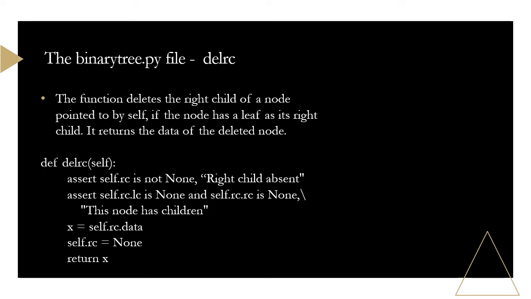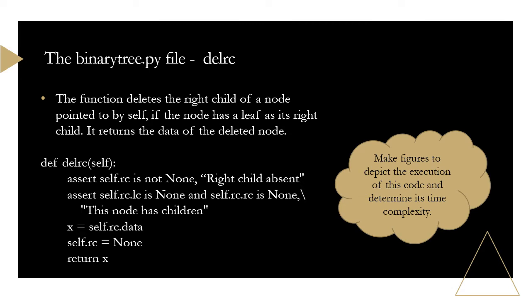delRC. The function deletes the right child of a node pointed to by self if the node has a leaf as its right child. It returns the data of the deleted node. Assert self.rc is not None. Assert self.rc.lc is None, and self.rc.rc is None. x is self.rc.data. self.rc is None. Return x. Make figures to depict the execution of this code and determine its time complexity.